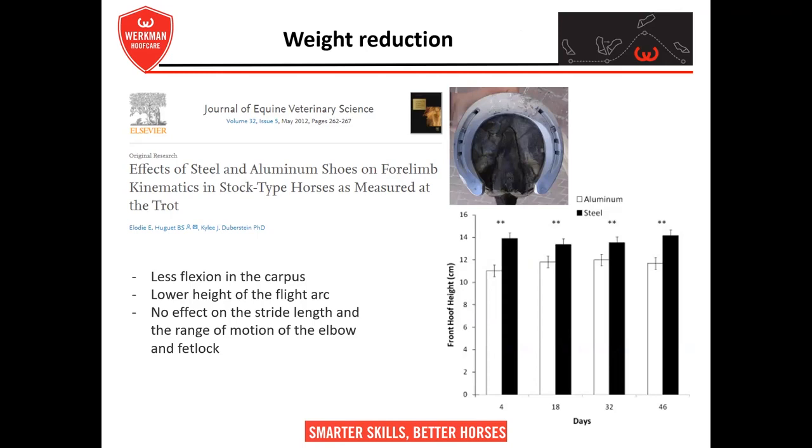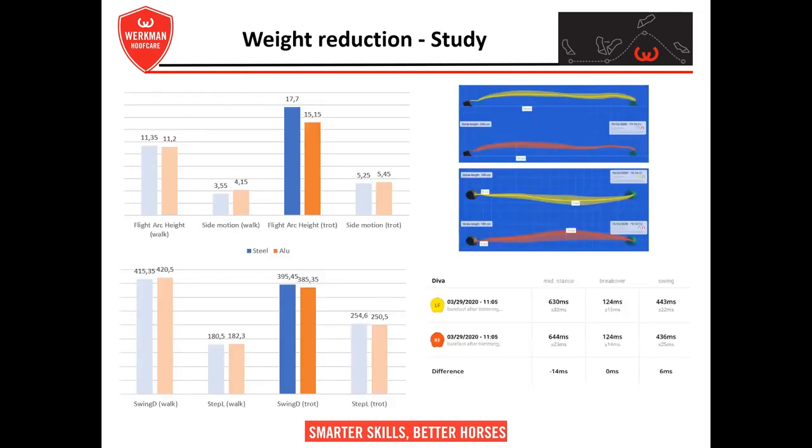Sorry, no effect on the elbow and fetlock joint, but less flexion in the carpus. And I think if you would examine some more horses, so they didn't have a lot of horses, and if you would have a little bit more specific examination technique, you would also see less flexion in the coffin joint and the fetlock joint maybe. But let's say we have less range of motion in the carpus, combined with a lower height of the flight arc and a little bit reduced swing duration. So this means we have less forces affecting the hoof during landing.